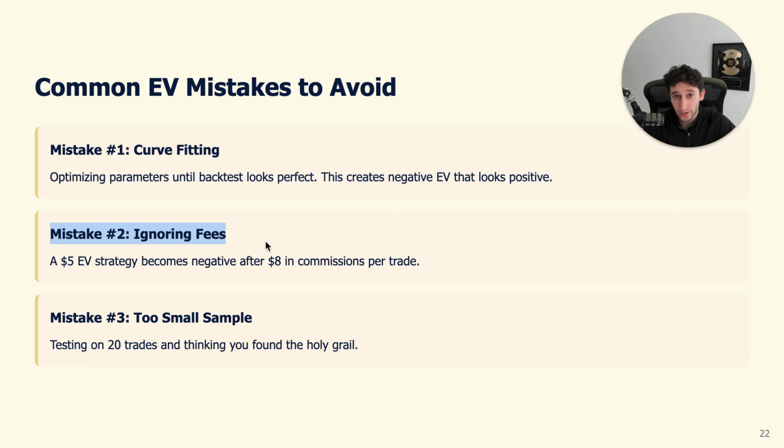Number 2 is ignoring fees. Very common one. Depending on which broker you're using, there's a few of them out there as well that Cashflow AI partners with that actually pays you to trade instead of you paying them commission. So make sure you're not ignoring the fees.